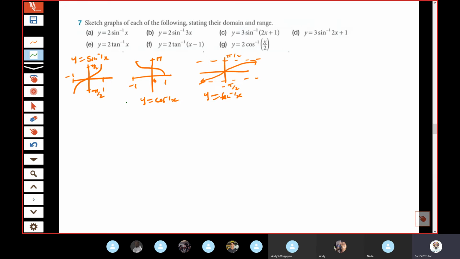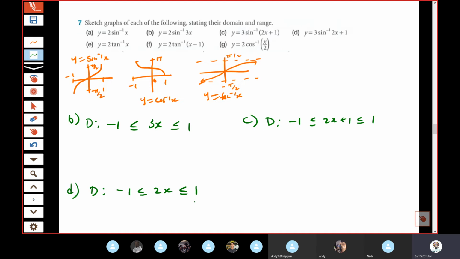Anyone remember how we did domain and range for this? Domain, we replace whatever's in with your angle in your domain. So for B, inverse sine, your domain is obviously -1 to 1. But because it's 3x, you replace it for 3x. For C, your domain will be -1, less than or equal to, replace the angle for the x. For D, your domain, replace the angle for the x.